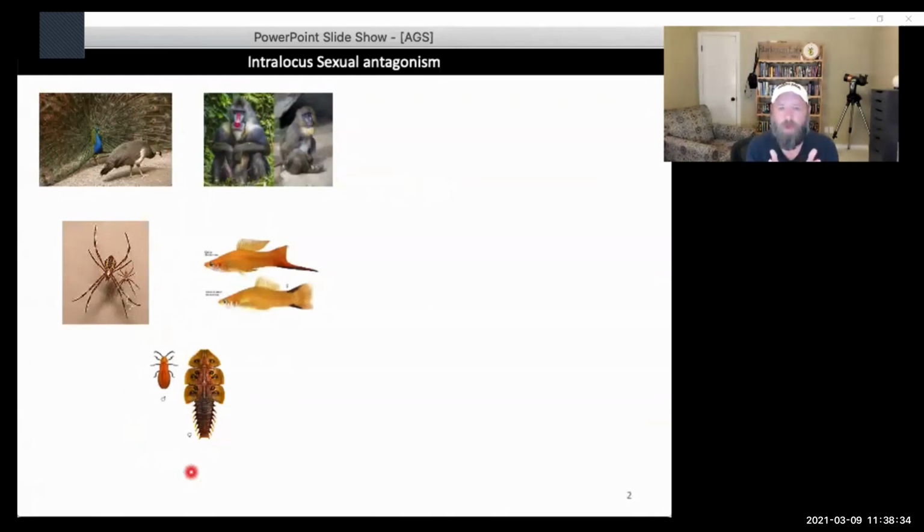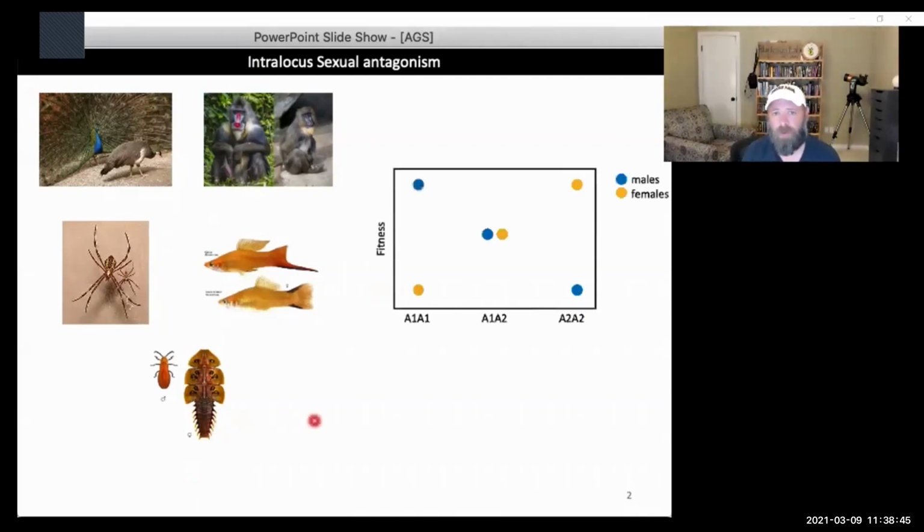This huge difference in what works well for males and females can lead to sexual antagonism, where what is fit for one sex is different from what's fit for another sex. And today we're going to be talking about intralocus sexual antagonism. So this is when there's a single locus in the genome that has this kind of fitness relationship that I've plotted here, where we have one genotype, say for instance, the A1A1 genotype, that provides high fitness in males, but low fitness in females. And then we have a heterozygote that is intermediate in fitness in both sexes. And then we have the A2A2 genotype that's highly fit in females, but very unfit in males.